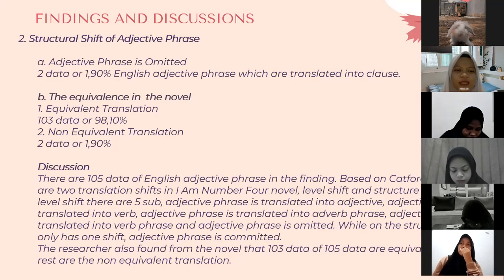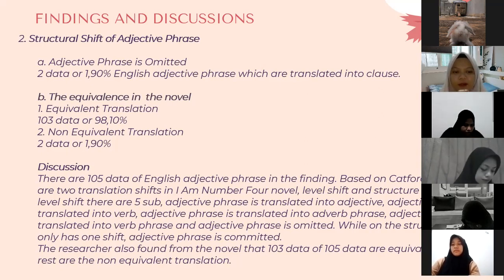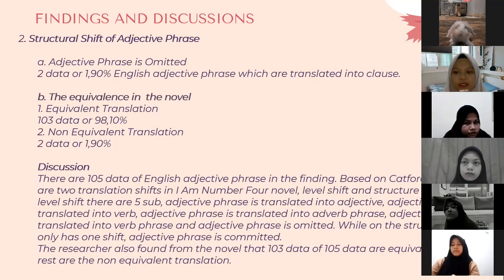The next is the equivalence in the novel. The first is equivalent translations. There are 103 data or 98.10%. The second is non-equivalent translations. There are two data or 1.90%. Discussion: there are 105 data of English adjective phrases in the findings.